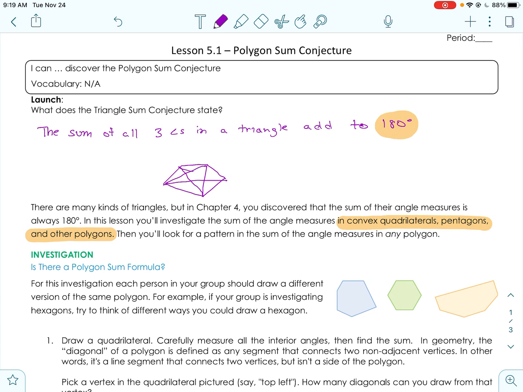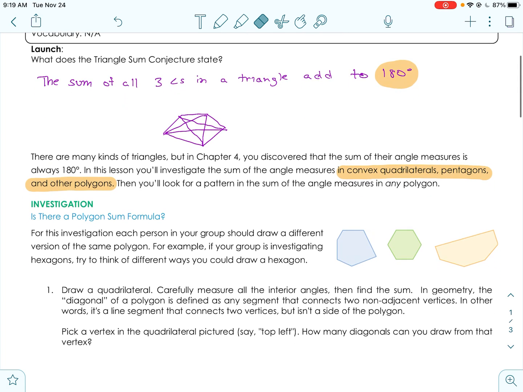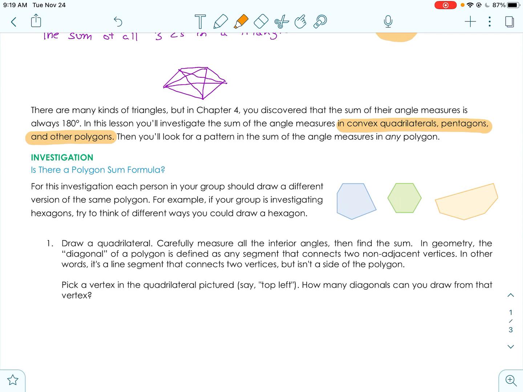But if you looked at a concave polygon, remember, a concave polygon would be where you have something like this, where you'd have at least one diagonal that is outside of the object or outside of the polygon. So again, convex, all of your diagonals are inside of your polygon.